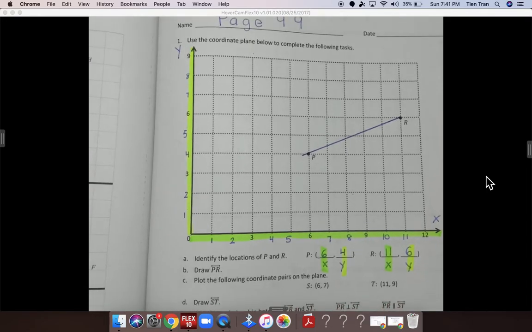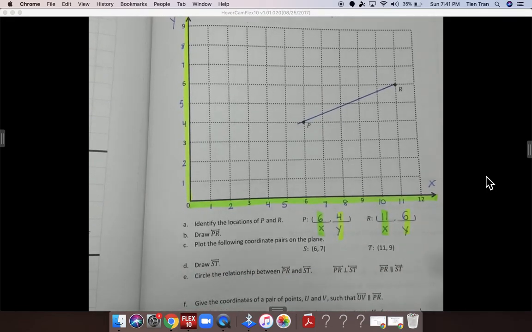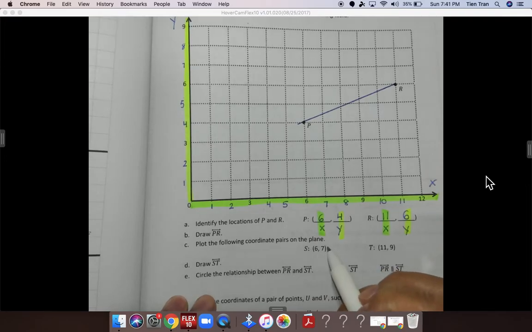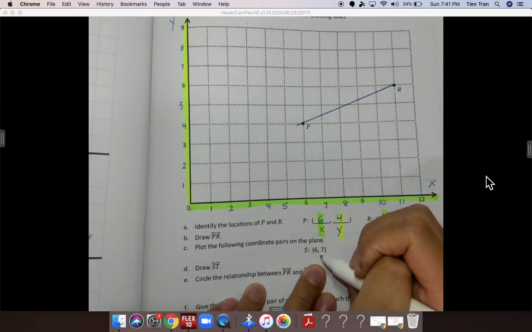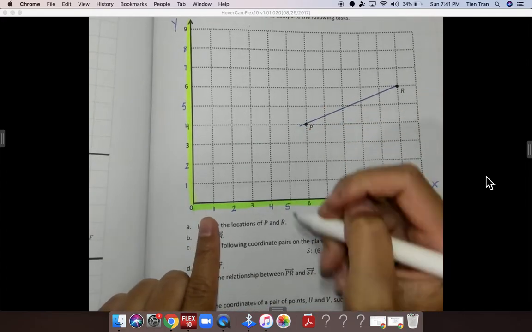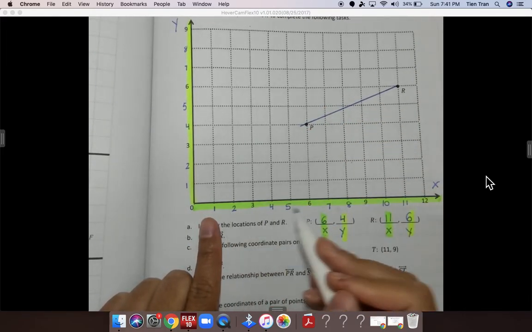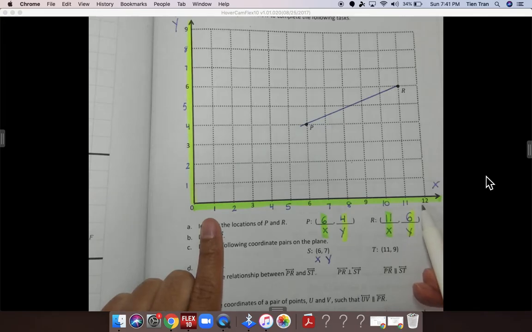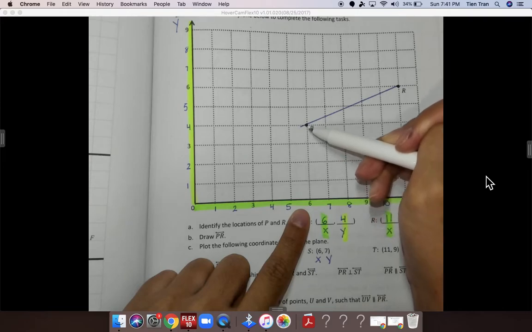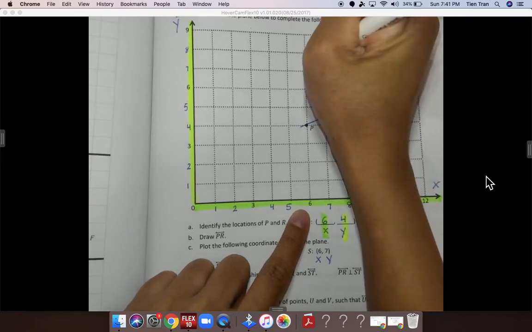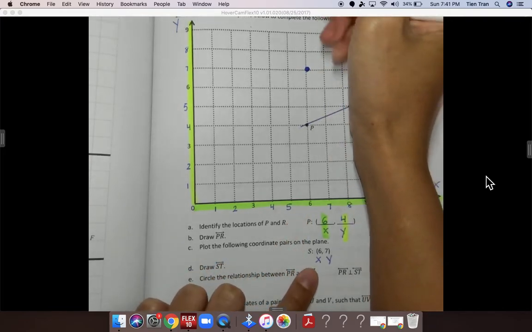Okay, now we're going to move up a little bit, and it says right here, plot the following coordinate pairs on the plane. So next they want me to plot S and T. So I'm going to plot S. Remember, we always move on our x-coordinate first. So we have 6 on our x-coordinate, and we're moving up 7 times. 1, 2, 3, 4, 5, 6, 7. So this is my coordinate for S.